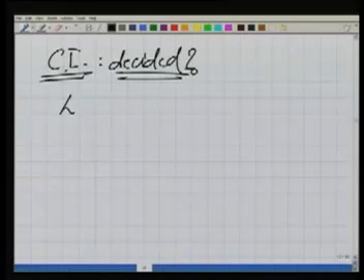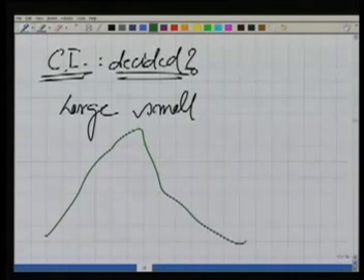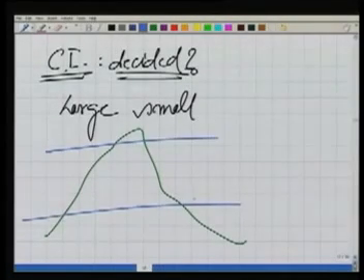Should it be large or should it be small? For the same terrain, I can have a contour interval which is very large. I can have only two contours here, 10 meter and straight away 50 meter. So my contour interval in this case is 40 meter.